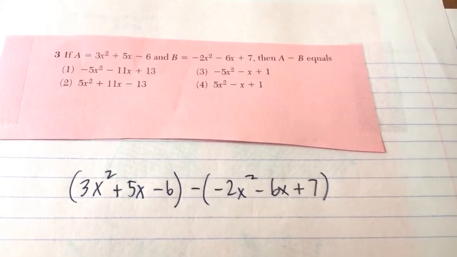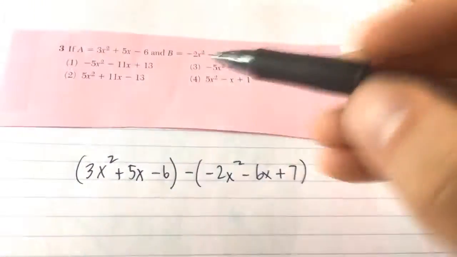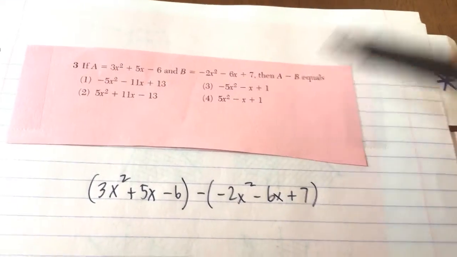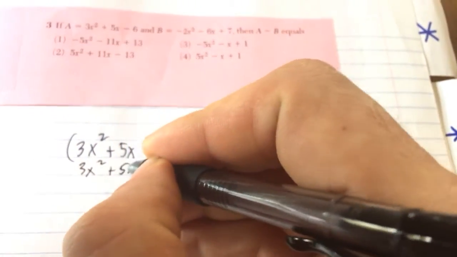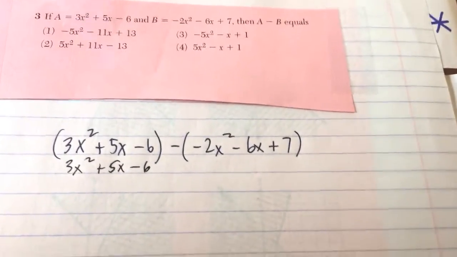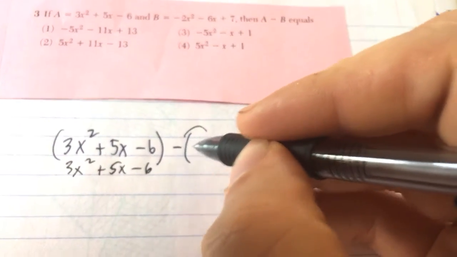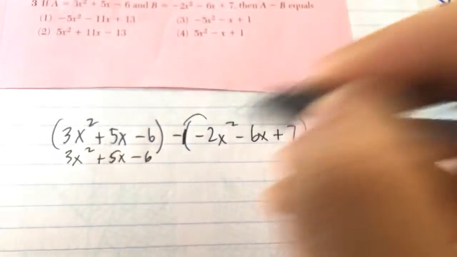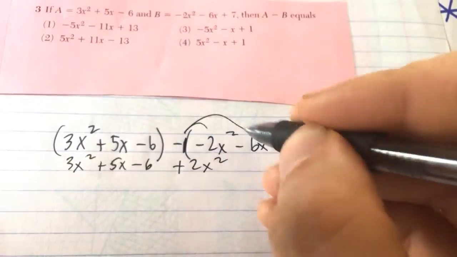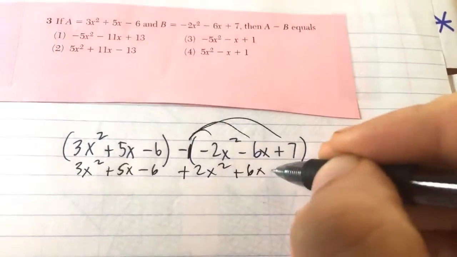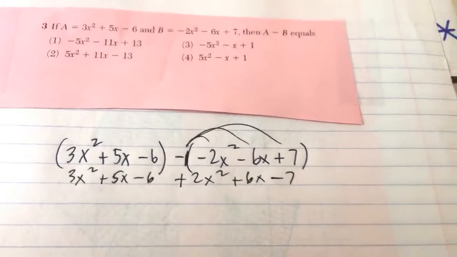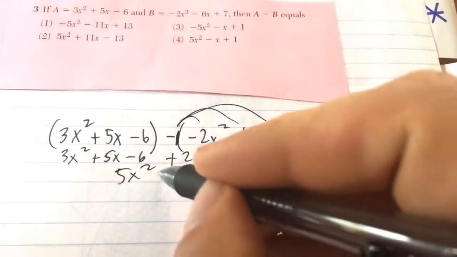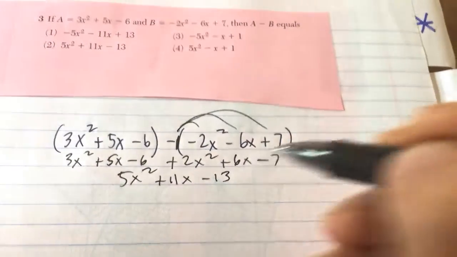Number 3, they want you to subtract two trinomials. I have it written down here because they're saying A is this and B is this, then find A minus B. I have A minus B. Now remember, when you're subtracting a trinomial or a binomial, any polynomial, you have to take into account this negative, this minus sign. So we say that we're going to distribute a negative 1. So I get plus 2x squared plus 6x minus 7. Okay, thing to remember is that anytime there's a minus, just change all of these signs. Now we combine like terms, 5x squared plus 11x minus 13. Choice 2.